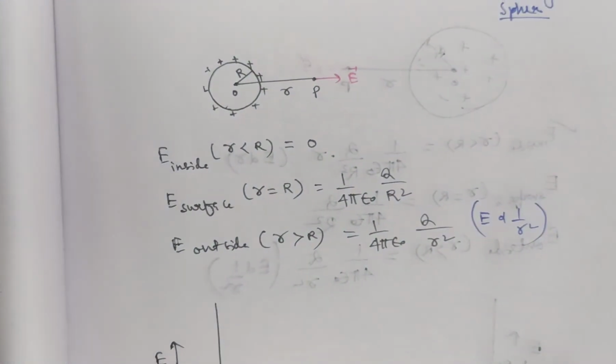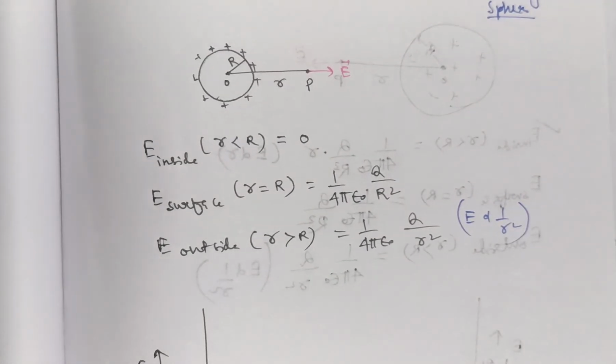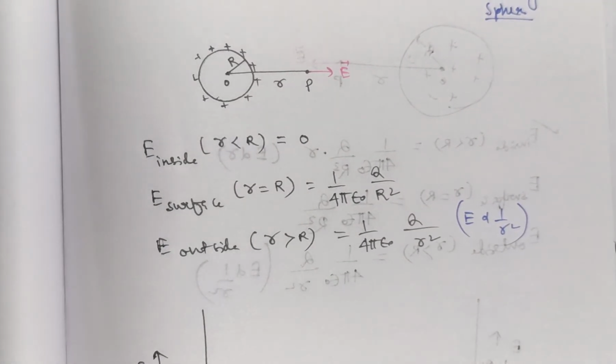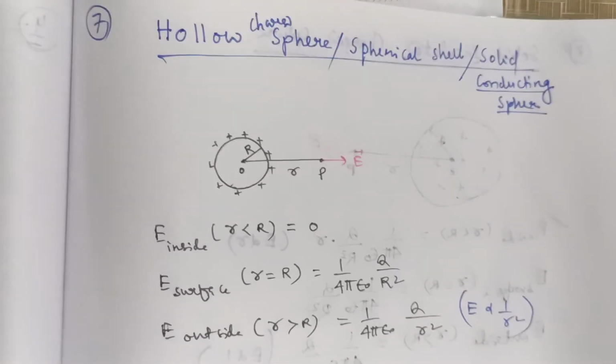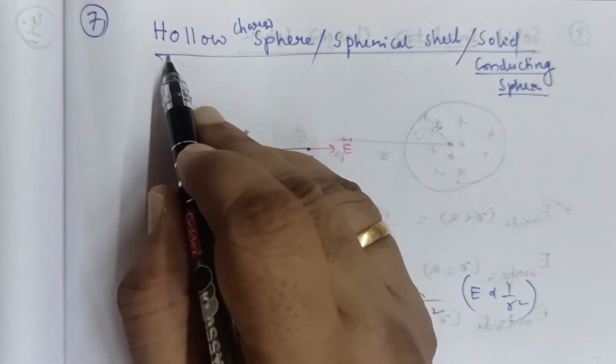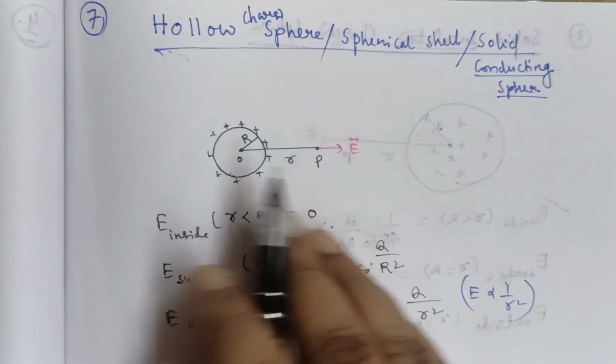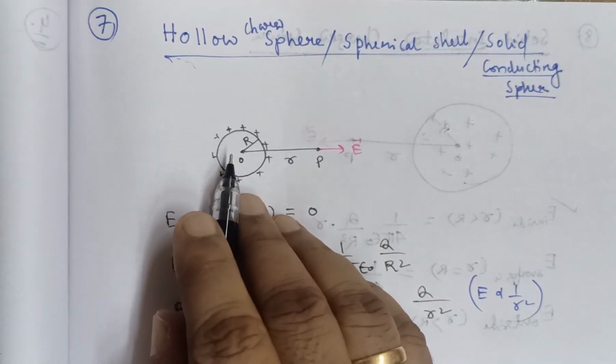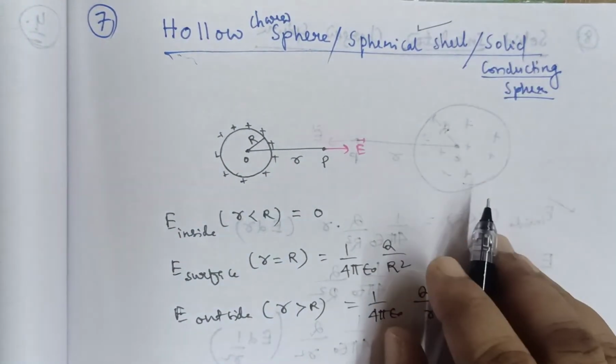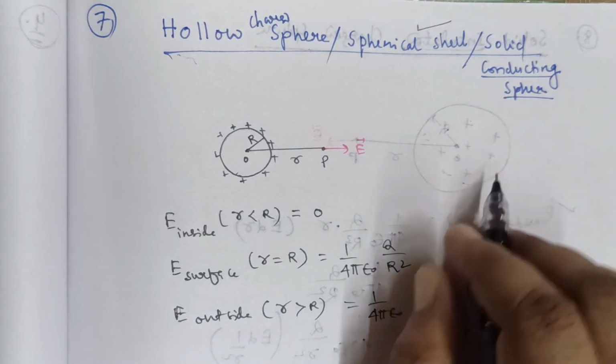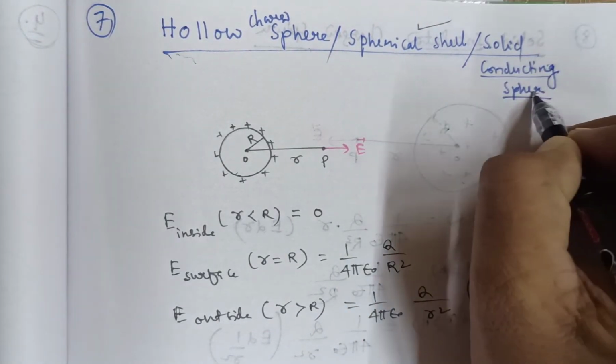Now another problem for you that we have not derived, but we can remember, this formula is derived from Gauss theorem. First see what example is given for you. This is a charged hollow sphere. Hollow sphere means inside is nothing, no charge resides. Or you may call it a charged spherical shell. Or you may call it a solid conducting sphere.